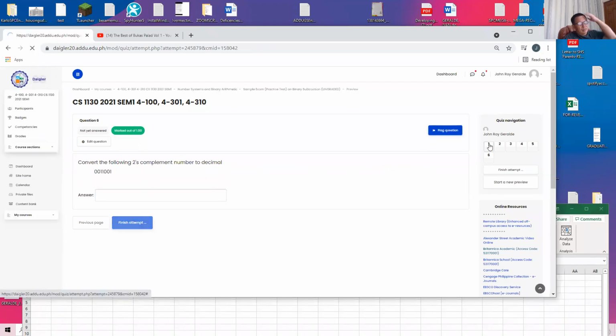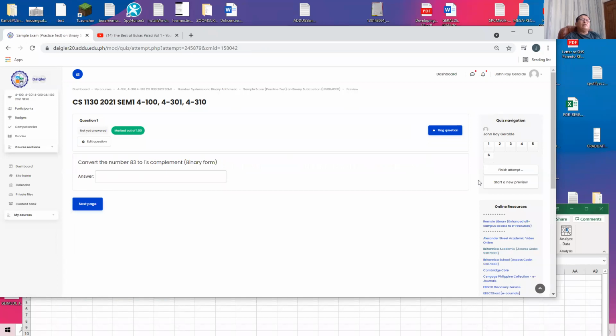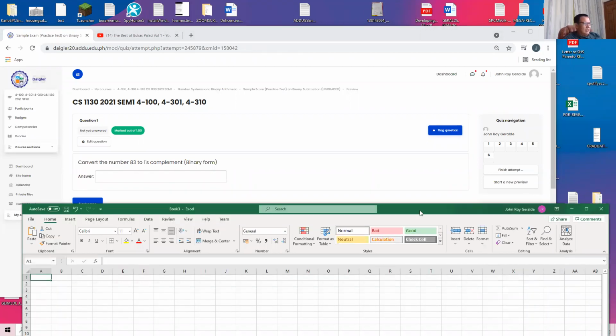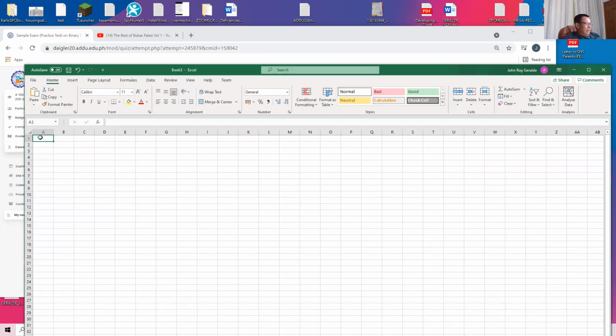Okay, let's go back to question number 1. There are 6 questions here, and there are about 8 questions on the second, I'm not sure. So first is convert 83 to 1's complement form. Okay, let's do that in our Excel. Convert 83 to 1's complement.